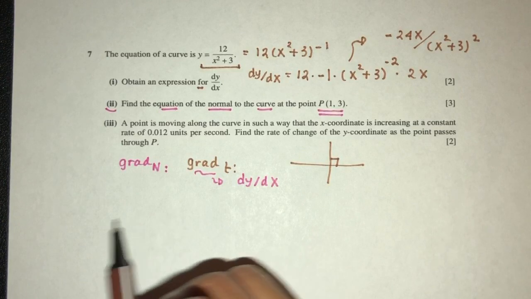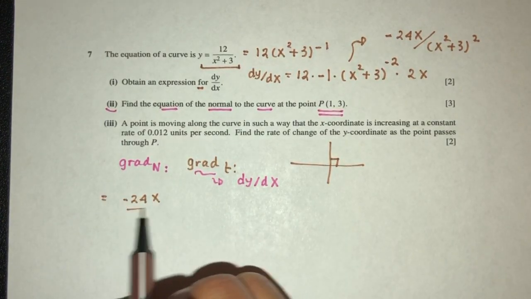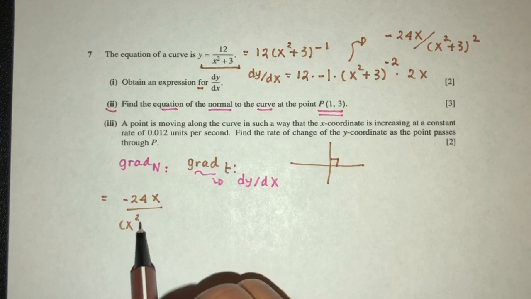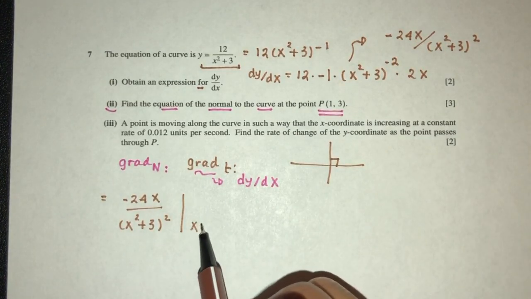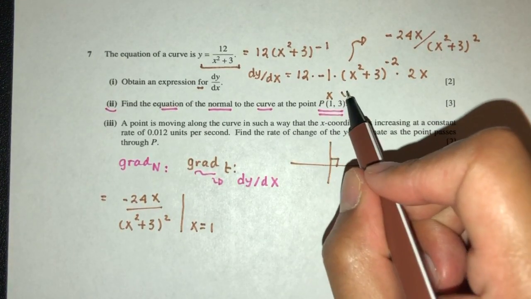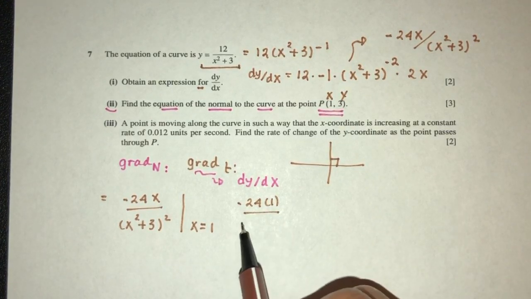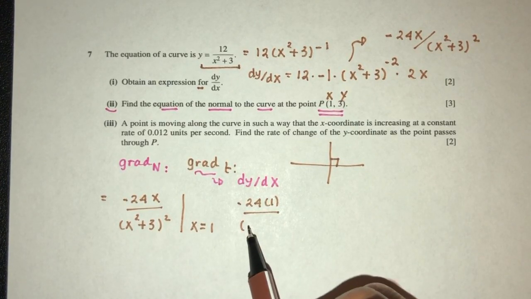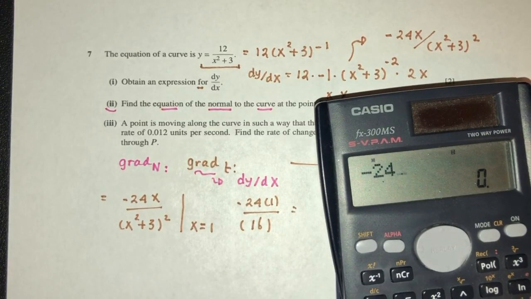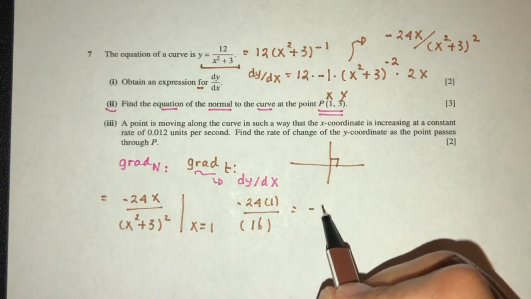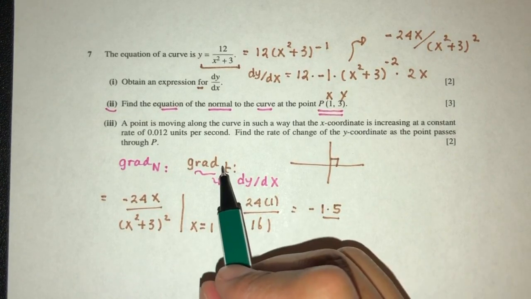So let's find that. dy by dx is equal to minus 24x over the value of x squared plus 3, all squared, at the point P where x is equal to 1. This is your x value and your y value. Replace, you will have minus 24 times 1 over the value of 1 plus 3, which is 4. 4 squared is 16. Right? So minus 24 divided by 16, that should be minus 1.5. Okay, so that will be my gradient of the tangent.